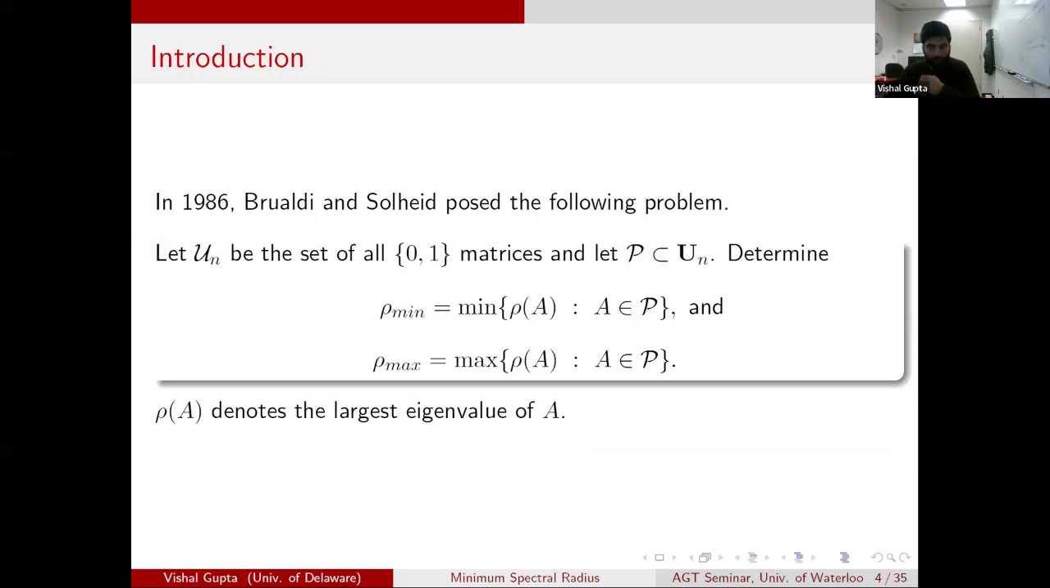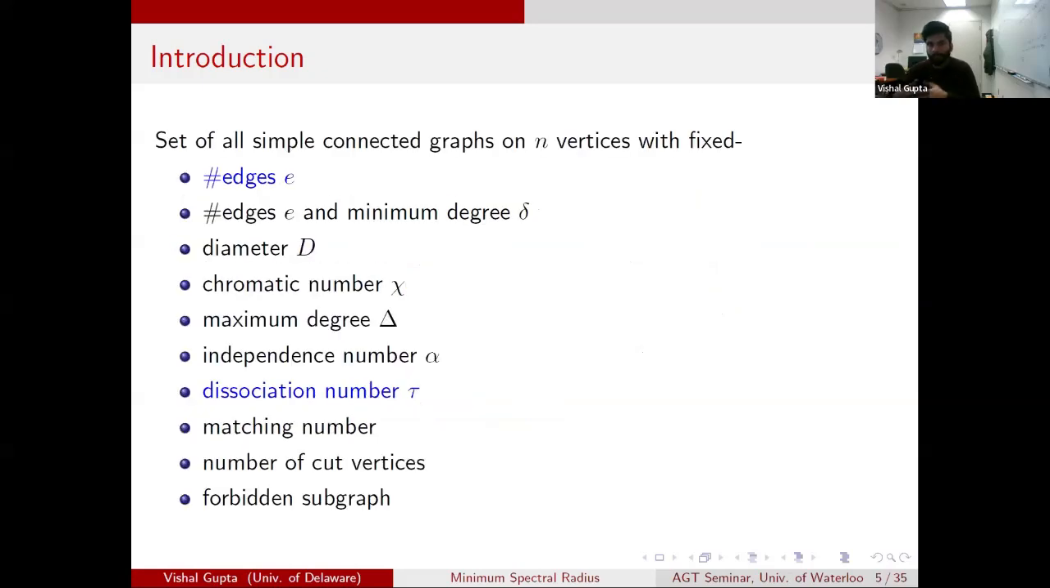So Brualdi and Solheid posed the following problem: you take the set of all 0,1 matrices and take some subset of it. Now in this subset of matrices, what is the minimum largest eigenvalue and what is the maximum largest eigenvalue of a matrix in this set? If we restrict ourselves to only 0,1 symmetric matrices, they correspond to adjacency matrices of graphs. So in graph theory, people have studied this problem for various classes of graphs.